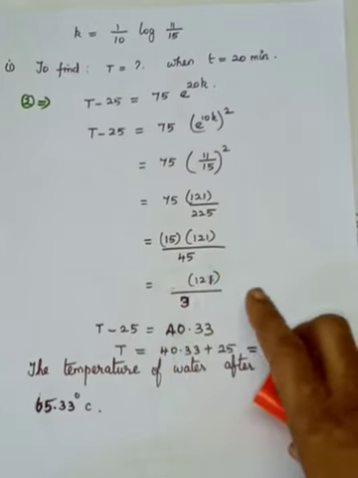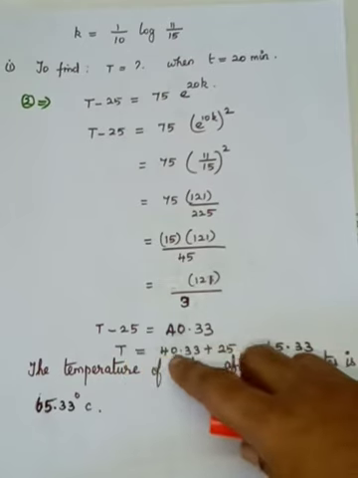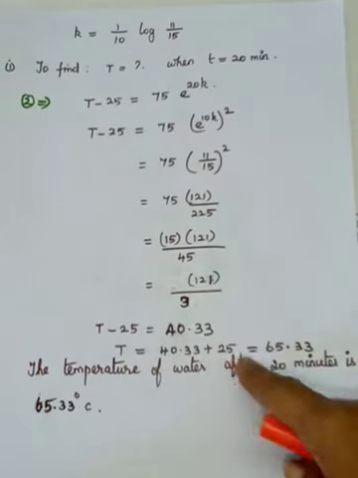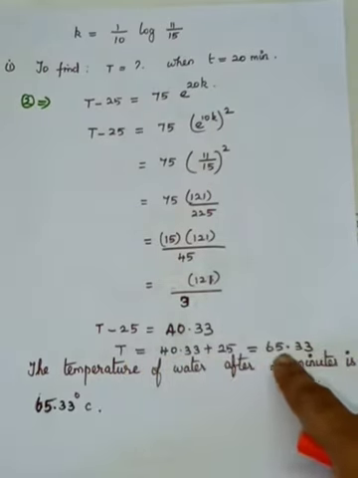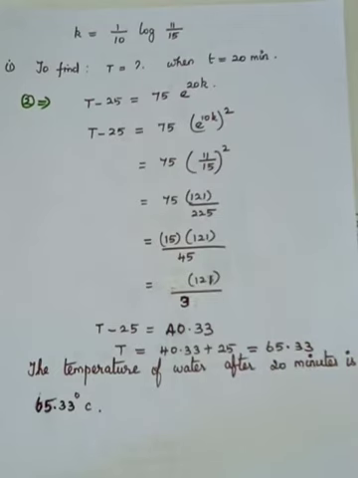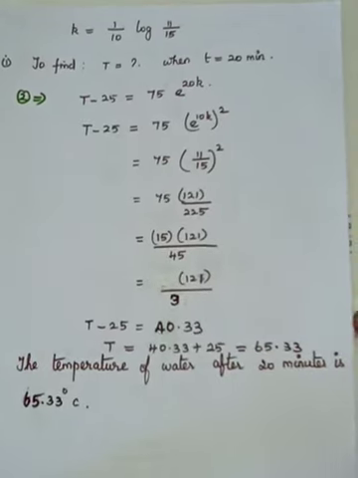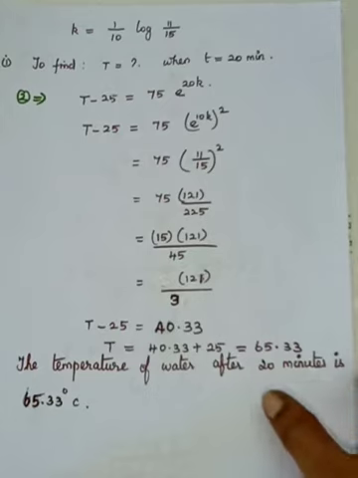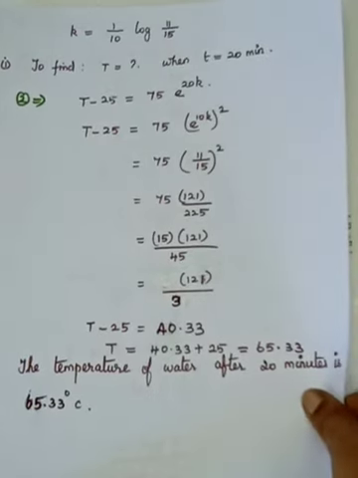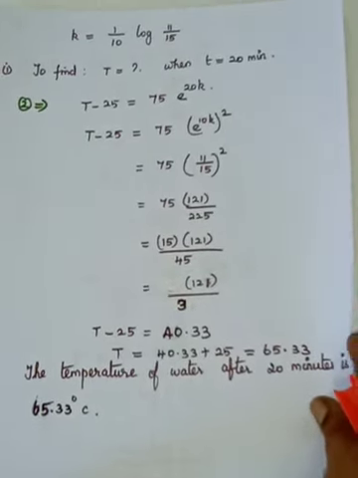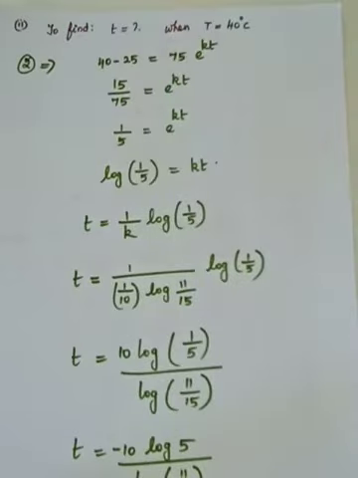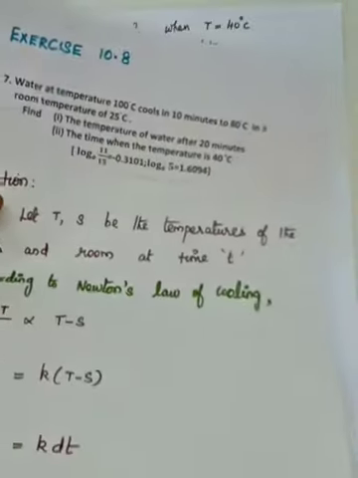40.333, it goes on. So T is equal to 40.33 plus 25. So if you add, your answer is 65.33. Therefore, the temperature of water after 20 minutes is 65.33 degrees Celsius.